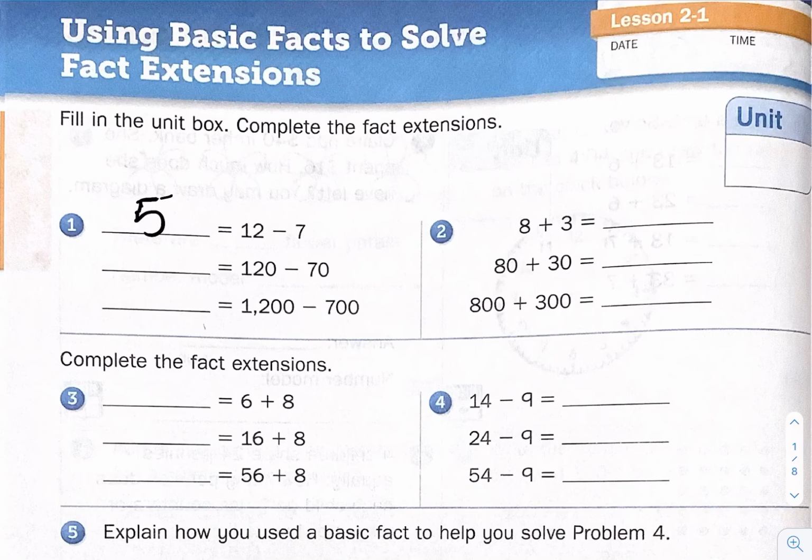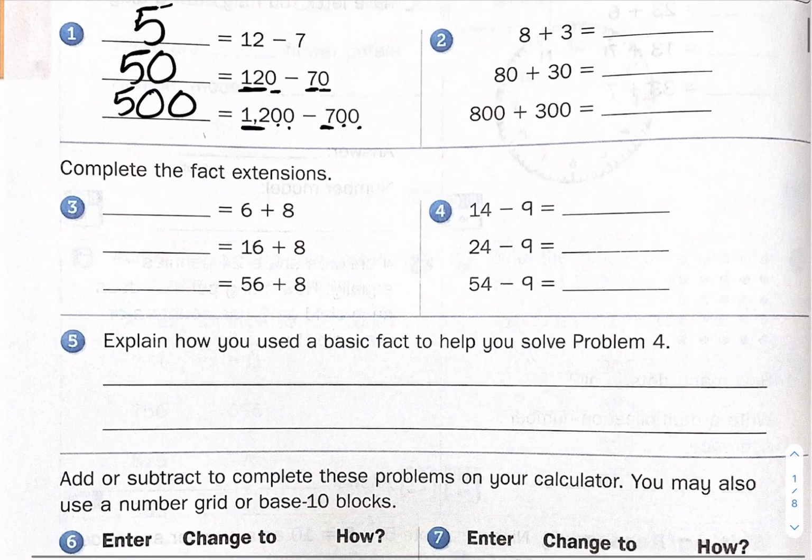So now, what is 120 minus 70? I can do that because I know what 12 minus 7 is. But since both of these numbers have a 0, I have to make sure my answer has a 0. I can do 1,200 minus 700 because I know 12 minus 7 is 5, and then there are 2 zeros after it. So that is what you are doing for these fact extensions in 1 through 4.